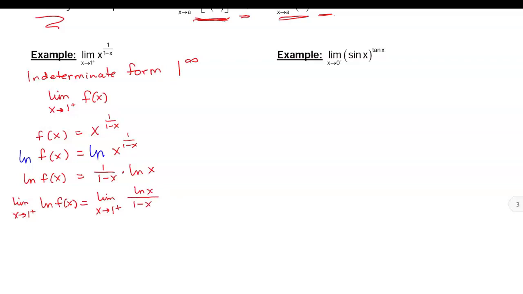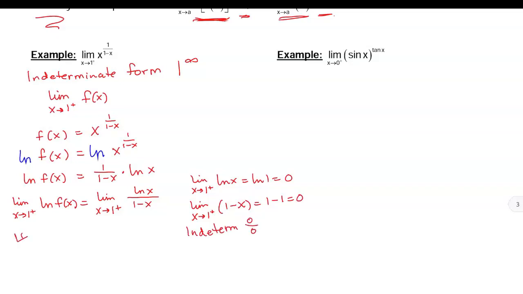When I substitute 1 into the numerator, I get 0. So the limit as x approaches 1 from the right of natural log x is the natural log of 1, which is 0. And then the limit as x approaches 1 from the right of 1 minus x will get us 1 minus 1, or 0. So this is of the indeterminate form 0 over 0.